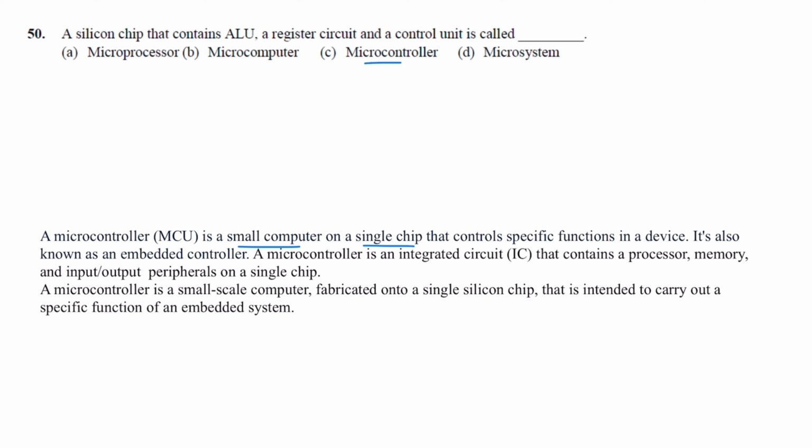A microcontroller is an integrated circuit that contains processor, memory, and I/O peripherals on a single chip. So the correct option is C. One more definition for a microcontroller is a small computer fabricated on a single silicon chip that is intended to carry out a specific function of an embedded system.